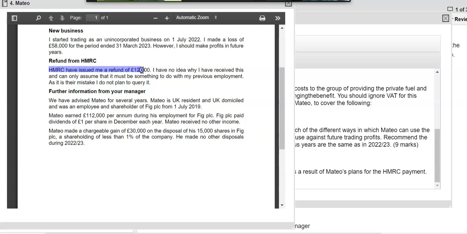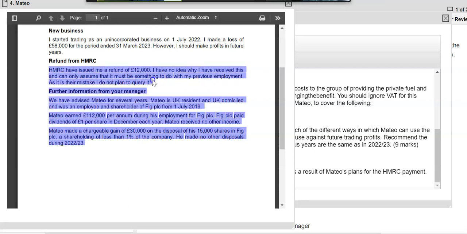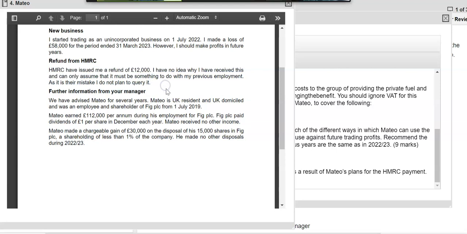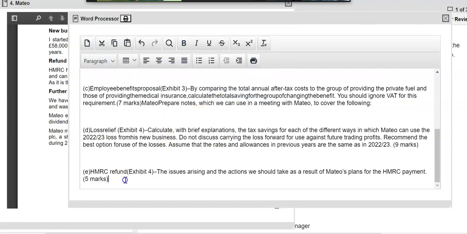HMRC have issued me a refund of 12,000. I have no idea why I have received this, and I can only assume that it must be something to do with my previous employment. As it is their mistake, I do not plan to query it. So he is not planning to give it back to HMRC or even inquire from HMRC why that refund has been made to us. So let's write something about it.